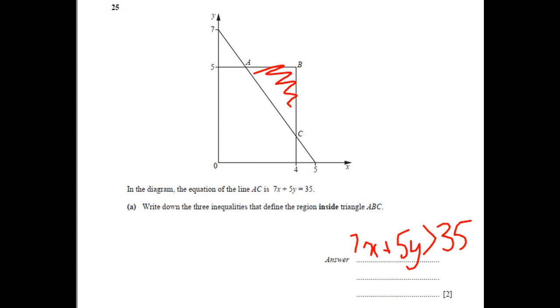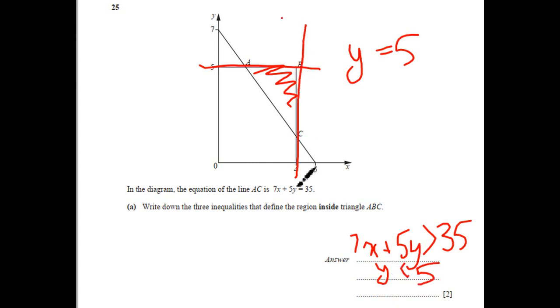Alright, then we have this line. This line is y is equal to 5, and the shaded region is underneath this line, so y is less than 5. And then we have this line, which is x is equal to 4, and the shaded region is to its left, so x is less than 4.